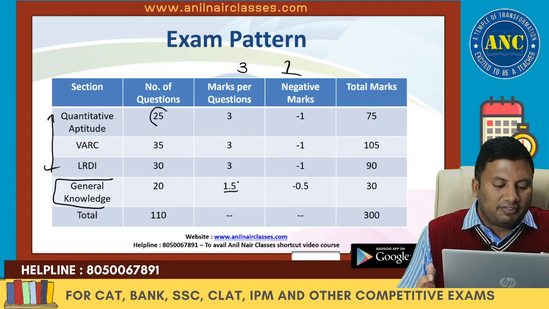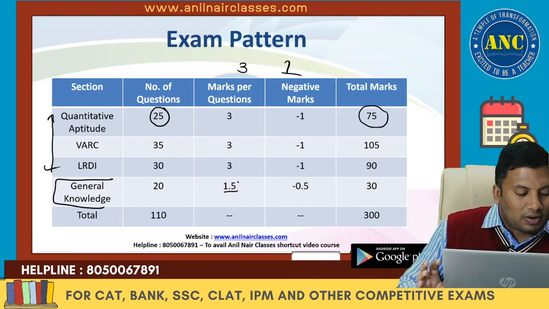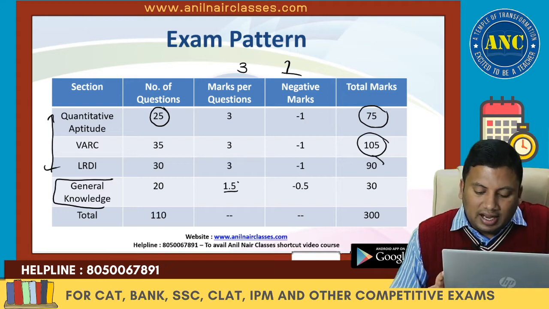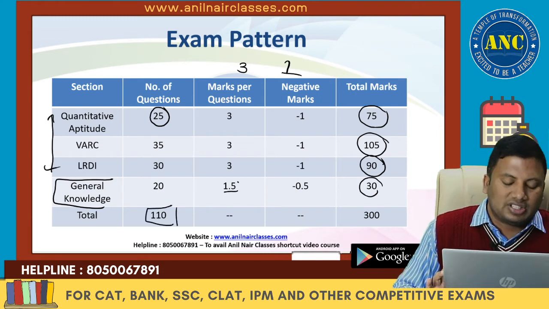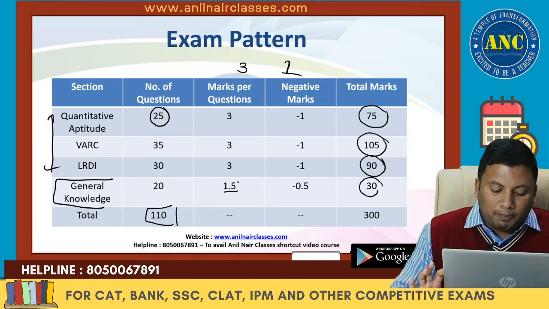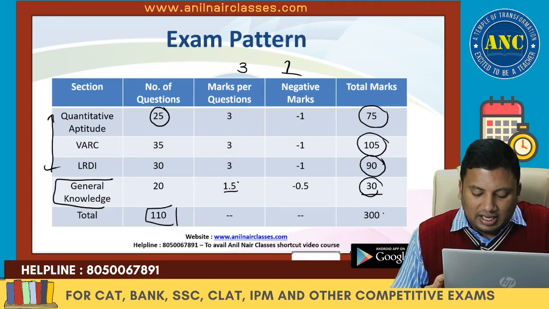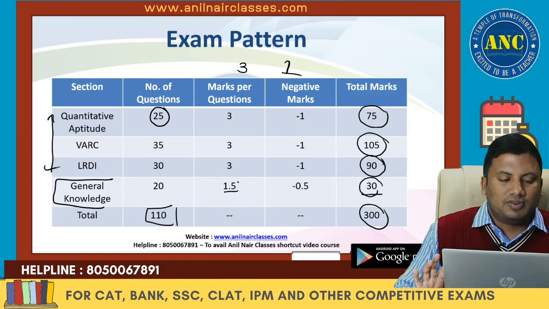Because there are 25 questions, each question 3 marks, the total number of marks for quantitative aptitude is 75, VA and RC is 105, LRDI is 90, and general knowledge is 30. If I add it up, 110 questions are there, because in general knowledge each question carries 1.5 marks for the right answer and wrong is -0.5. So 20 into 1.5 is 30. Total number of marks will be 300.